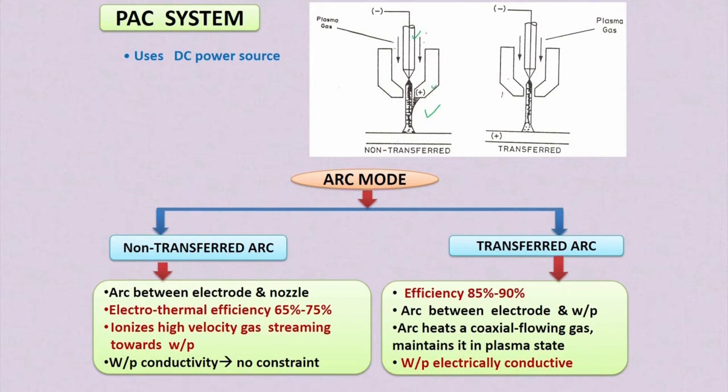The plasma gas is flowing surrounding this cathode. This high velocity plasma gas is coming and passing through this nozzle here.